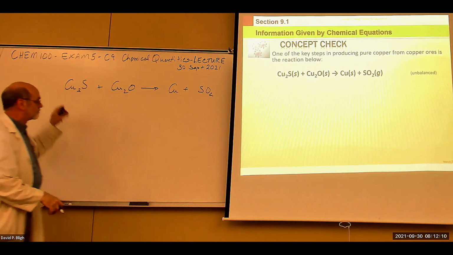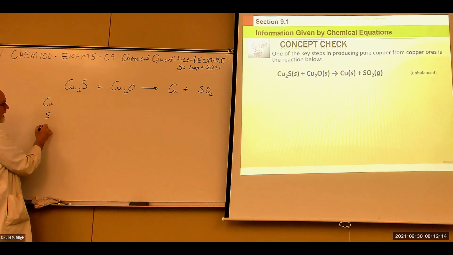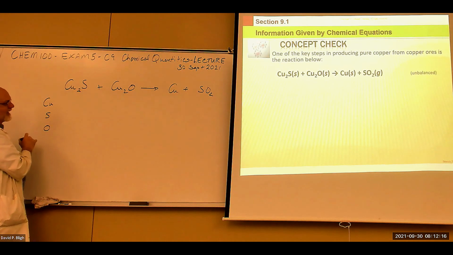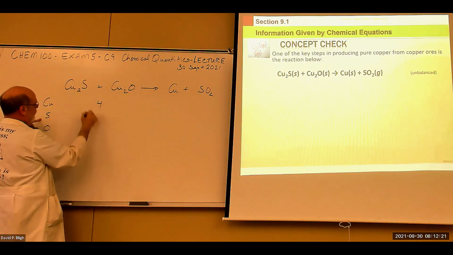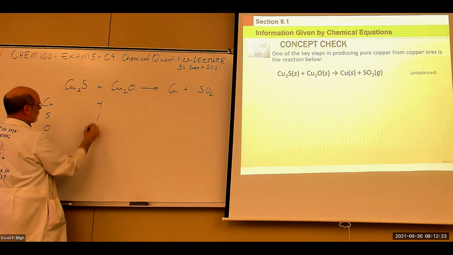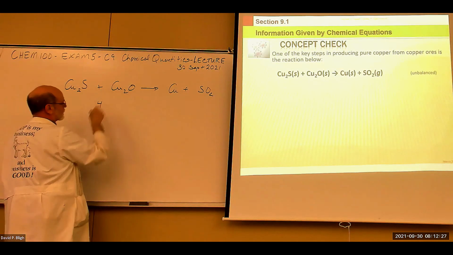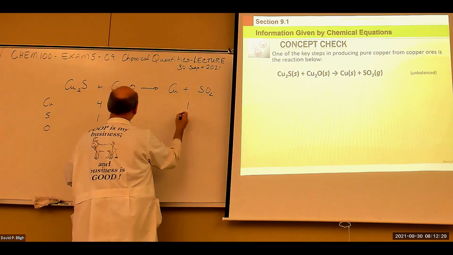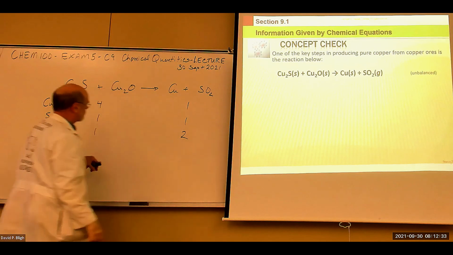If we used our budget procedure, do that, that, and that, and we have 4 coppers, we have 1 sulfur, and we have 1 oxygen. So that should be 6: 2, 3, 4, 5, 6. And over here we have 1 copper, we have 1 sulfur, and 2 oxygens.